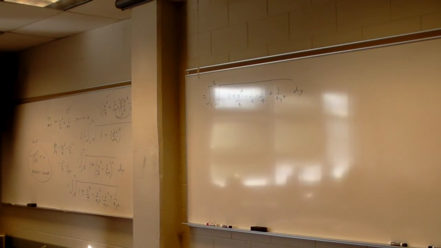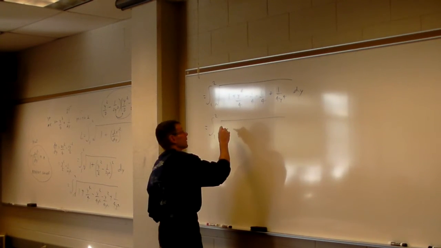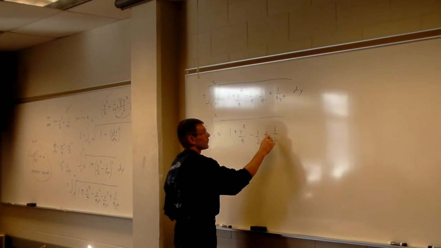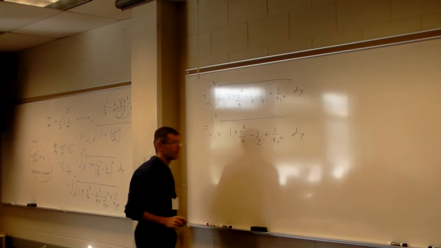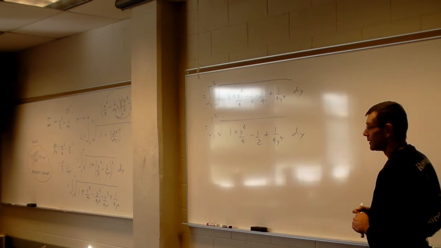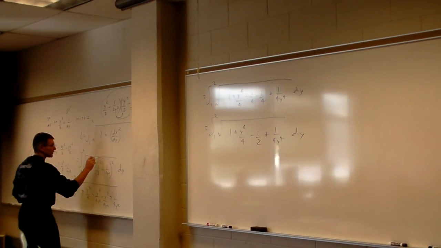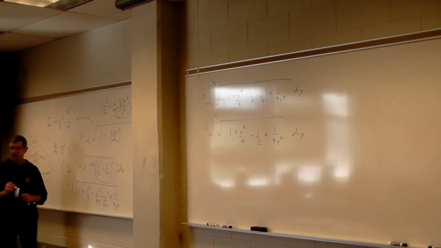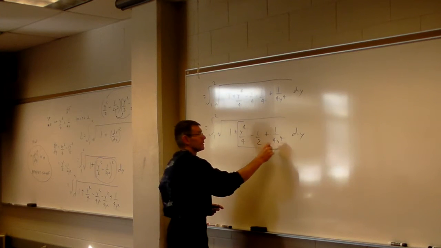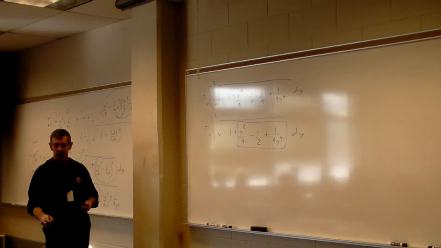Okay? One more step of simplifying, and then we'll talk about it. 1 plus y to the 4th over 4 minus a half plus 1 over 4 y to the 4th. All right, what we just did is we expanded this right here, and what we got was this. That's all we've done so far. But now, what can you do with this?